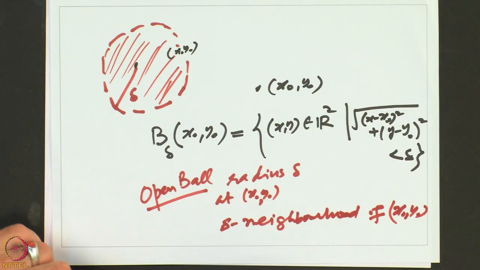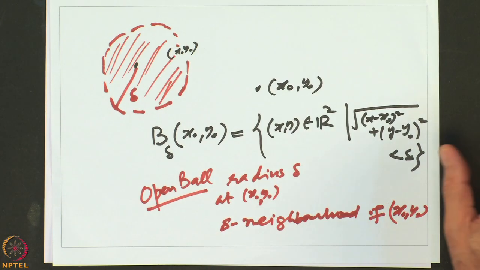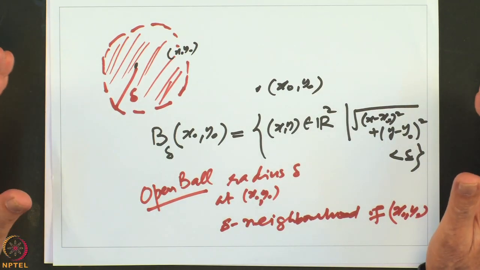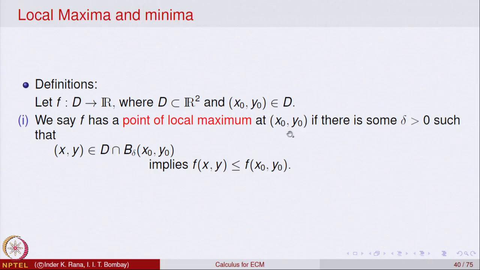Recall that in a function of one variable, we defined the neighborhoods by the open intervals centered at that point. Here B of (x0, y0) is an open ball in the plane centered at (x0, y0). So, what we are saying is that (x0, y0) is a point of local maxima if there is a neighborhood of that point in the domain, of course, such that at all these points (x, y), the value of the function is the largest. So, f of (x0, y0) is bigger than f of (x, y) for all points in the delta neighborhood of the point (x0, y0). In this case we say it is a point of local maximum.